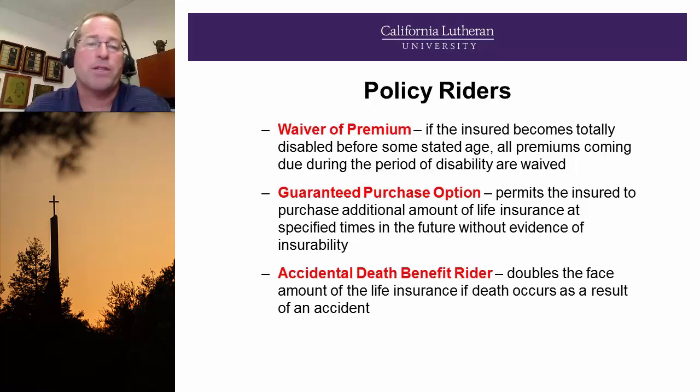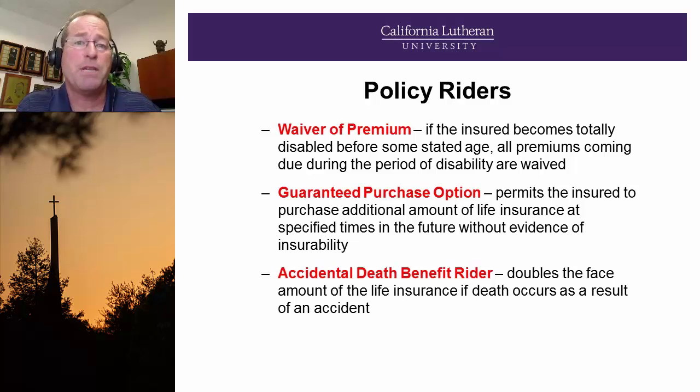Some of the common riders that we see. First is waiver of premium. If the insured becomes totally disabled before some stated age, all the premiums coming due for the period of disability are waived. This is important because while you're disabled, typically your income goes down. And if you were to die while disabled, there could potentially be unforeseen medical bills in conjunction with the disability on top of the normal expenses that the family would incur. So it is an important provision and is relatively inexpensive.